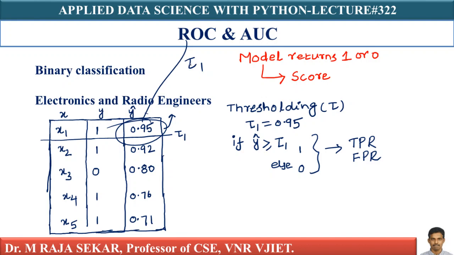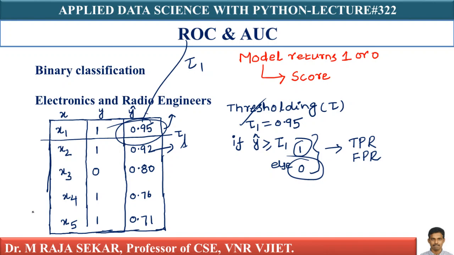I will use 0.95 as a threshold and say every point which has a y cap value greater than or equal to 0.95 is my class 1. Just see what it says. If my y cap is greater than or equal to tau 1, here tau 1 is 0.95, I must keep class 1, otherwise I must keep class 0. For example, 0.95 is greater than or equal to 0.95. Therefore, this particular point will get class 1.